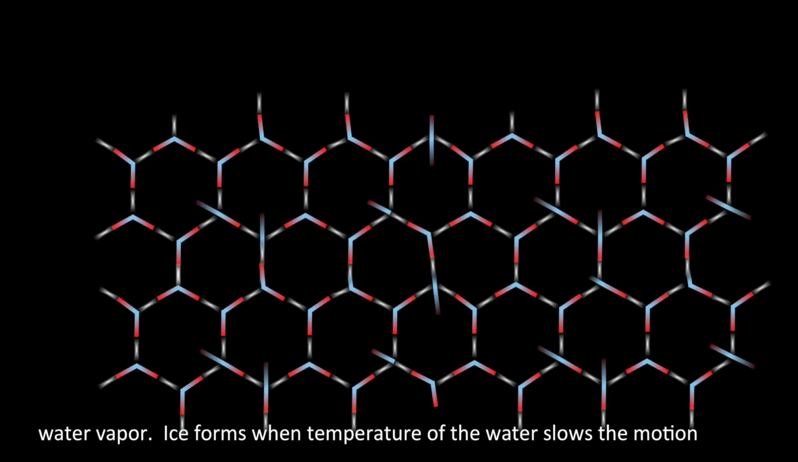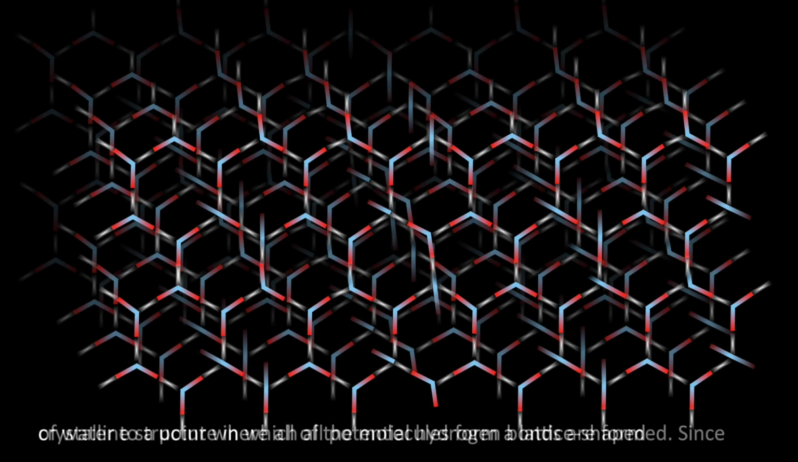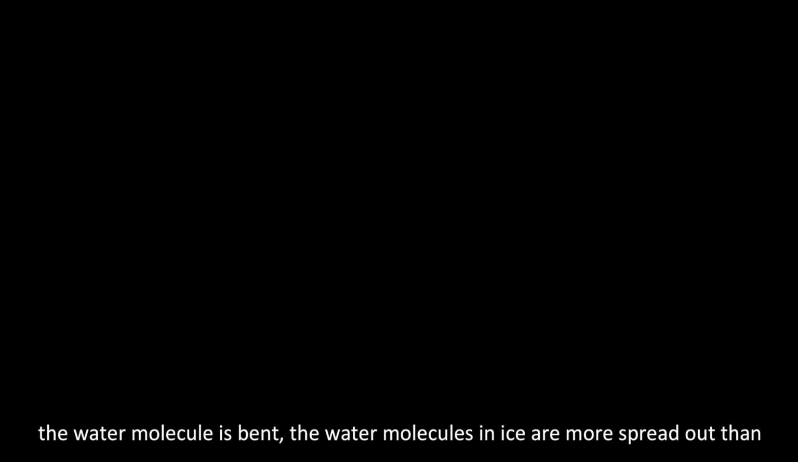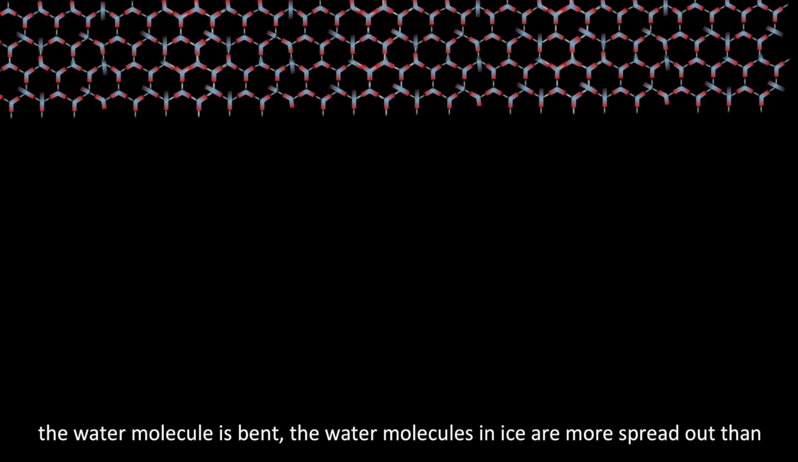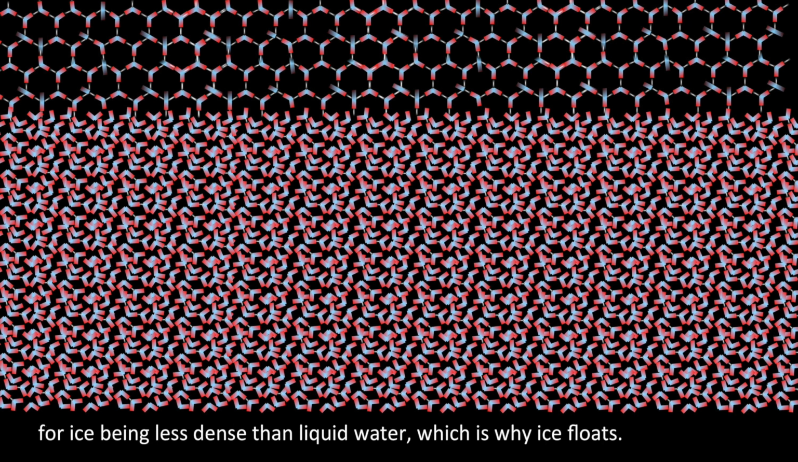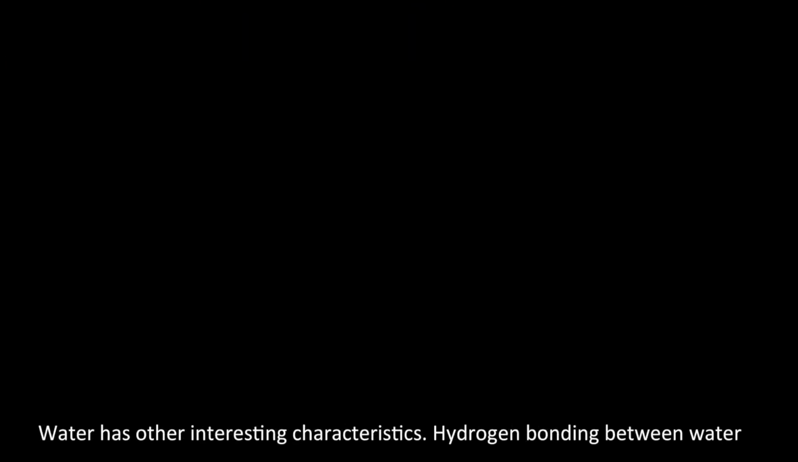Ice forms when the temperature of water slows the motion of water to a point where all the molecules form a lattice-shaped crystalline structure in which all potential hydrogen bonds are formed. Since the water molecule is bent, the water molecules in ice are more spread out than liquid water, causing the ice to take up more space. This phenomenon is responsible for ice being less dense than liquid water, which is why ice floats. Water also has other interesting characteristics.